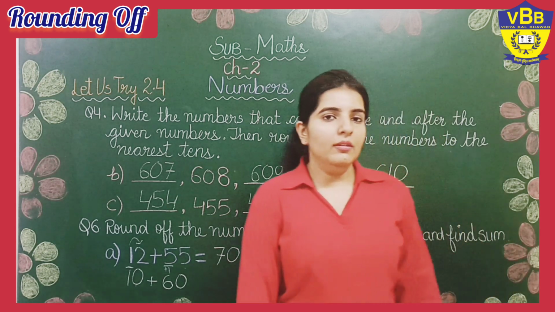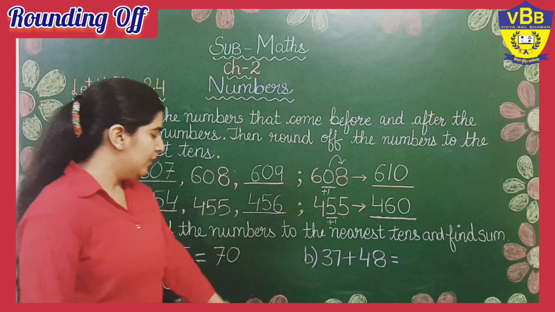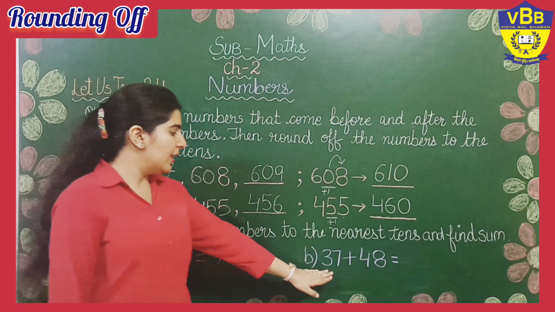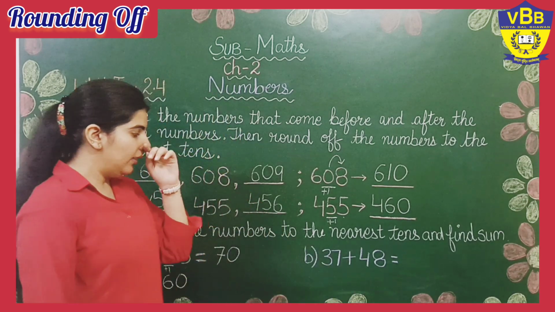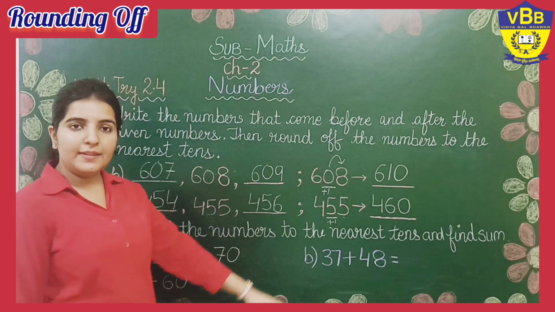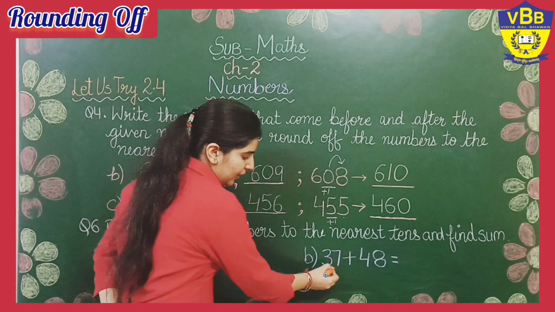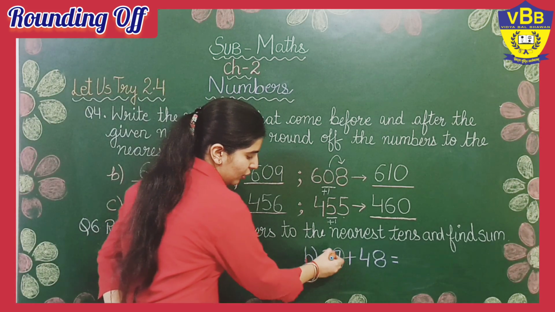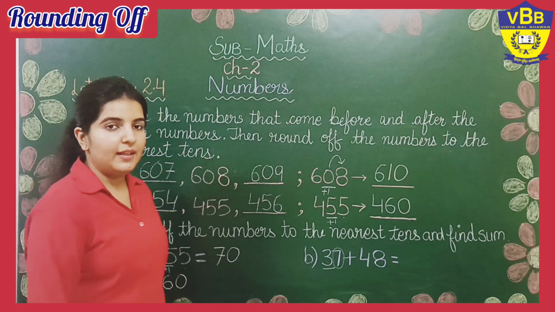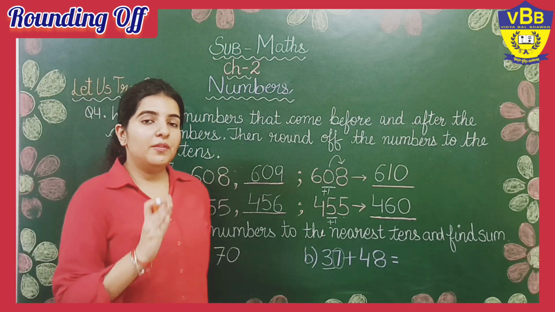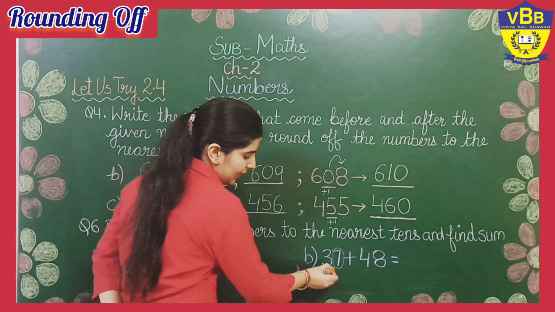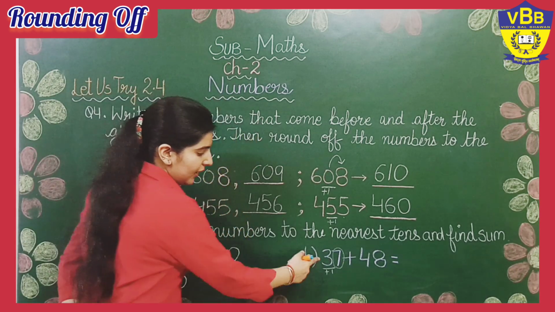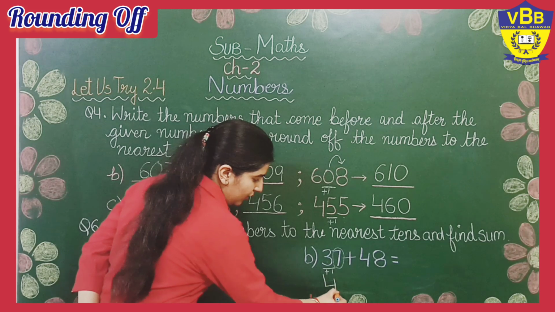Okay. Now let's see the B part. The B part is 37 plus 48. Now let us round off the number 37. 3 on the tens place and 7 on the ones place. 7 lies between 5 and 9. That means plus 1 on the tens place. So 3 plus 1 will be 4.